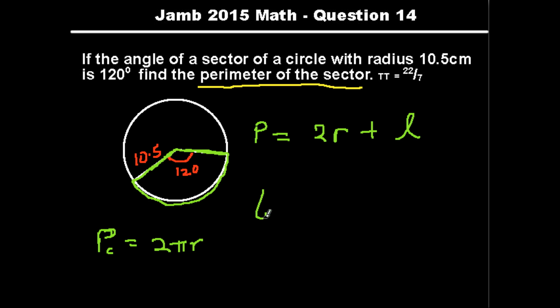Well, 120 degrees out of 360 degrees, that is the proportion of the overall perimeter of the circle that has been taken by this arc. And so if we multiply this proportion, this ratio, times the perimeter of a circle, which is 2 pi r, that's going to give us the length of the arc.